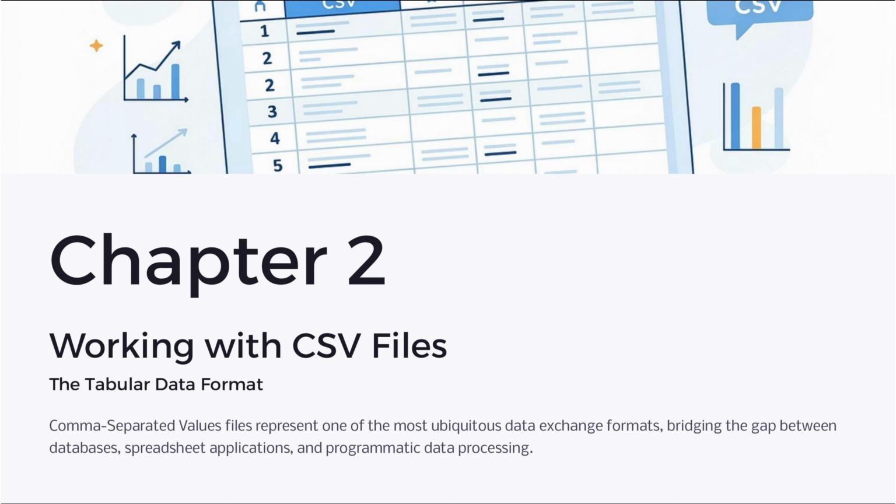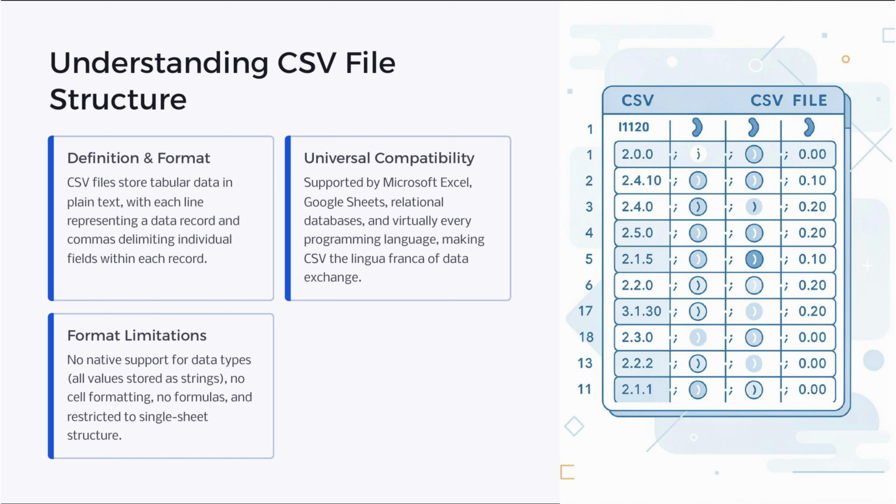CSV files store tabular data in plain text, with each line as a data record and commas separating fields. Universally compatible, they are supported by Excel, Google Sheets, databases, and programming languages. However, CSVs lack native data type support, cell formatting, formulas, and are limited to a single sheet structure.